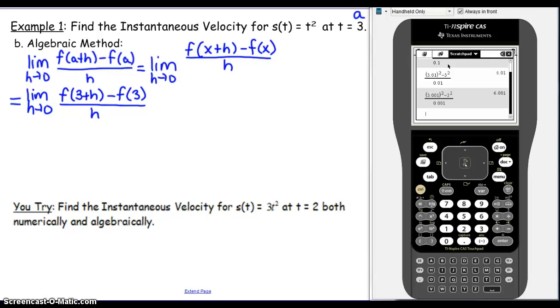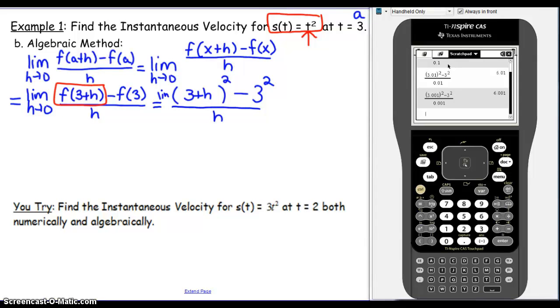Okay, so what this means here, when you have f of 3 plus h, is go to the function, and wherever you see the variable, replace that with 3 plus h. So I'm going to write down, my function is t squared, but I need to replace t with 3 plus h, and I'm going to have to use parentheses, minus f of 3, so that just means plug 3 into the function, so minus 3 squared, all over h. And I really should keep my limit symbol in front of this. I should not drop the limit until the very end.